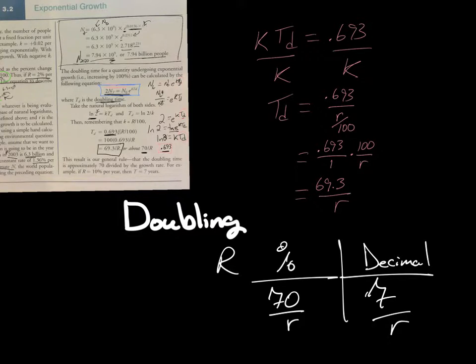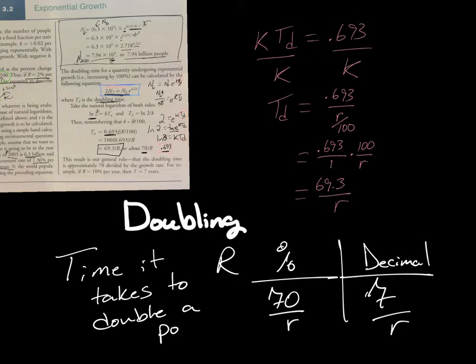And what this gets you is the amount of time it takes to double a population. All right, so that's key. All right, that took a while.